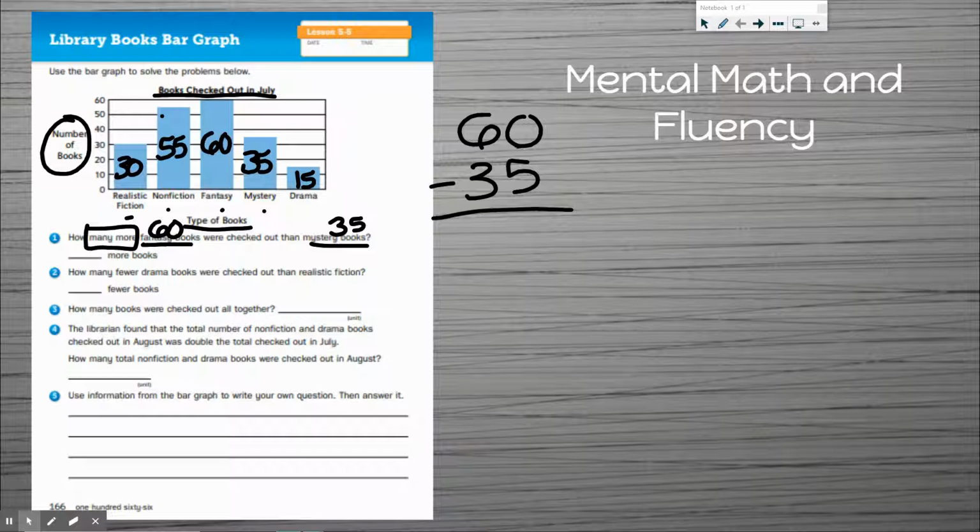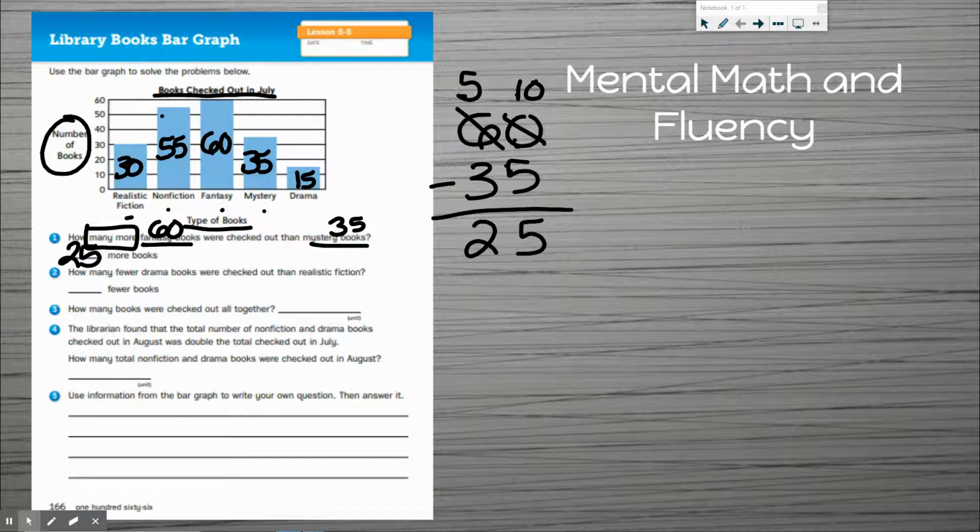I can't take away 5 from 0, so I'm going to have to go to the tens column and take one of these 10s, so it'll leave me with 5. And then I'm going to add that 10 to my 1s. So 10 minus 5 is 5. 5 minus 3 is 2. So my answer is 25 more books.